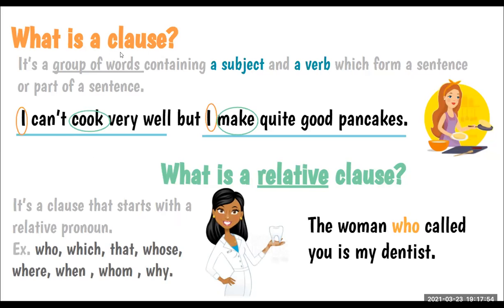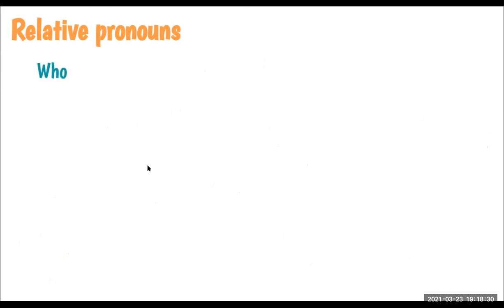So now you know what is a clause and what is a relative clause, okay? Remember, a clause is a group of words that contains a subject and a verb. A relative clause is a clause that starts with a relative pronoun. And these are some of the relative pronouns that we have, okay? Let's continue with the other part. Now we are going to talk about two relative pronouns that we are going to be using in this lesson, okay? So we are going to talk about who, and also we are going to talk about that.